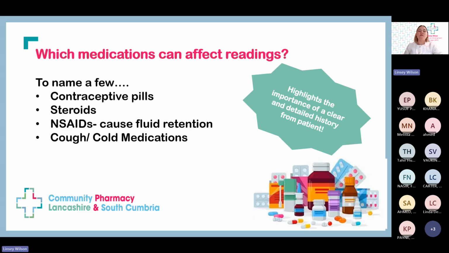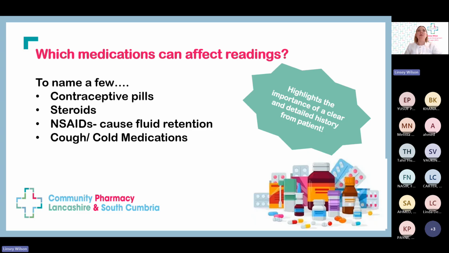Naturally, in the world of pharmacy, we know that lots of medications can affect different things. Some of the medications that can affect your blood pressure readings, to name a few, are contraceptive pills, which is why we have our regular blood pressure, height, weight, BMI checks for our ladies that are on oral contraception. Steroids create that fluid retention, so they can also give you high blood pressure readings. Again, non-steroidal anti-inflammatories can also cause some fluid retention, and cough and cold medicines, which a lot of people forget about. If somebody's had Night Nurse last night and then come in first thing in the morning for a blood pressure check, that can often alter the reading as well.